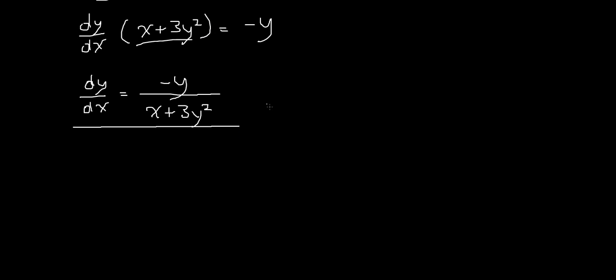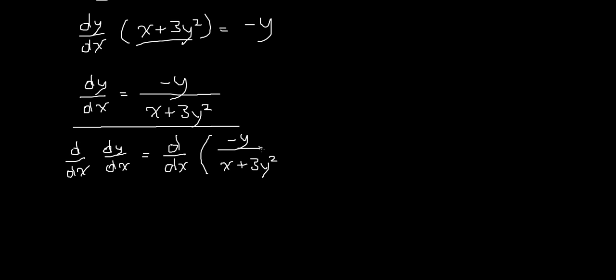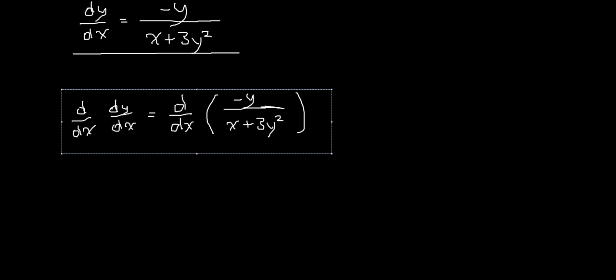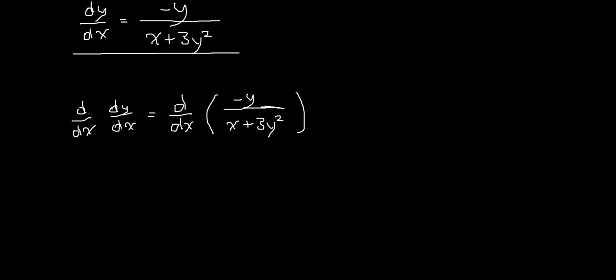Now to find the second derivative, we're going to have to take the derivative with respect to x again. So if you take the derivative with respect to x, d over dx of dy over dx, it's not very nice, it is going to be the derivative with respect to x of this entire fraction, negative y over x plus 3y squared. Is it looking ugly yet? Do you see the quotient rule? Yes, unfortunately you're going to have to use the quotient rule, which is very messy, but okay. On this side you get d squared y over dx squared, which is your second derivative, just y double prime, equals, and then the quotient rule.